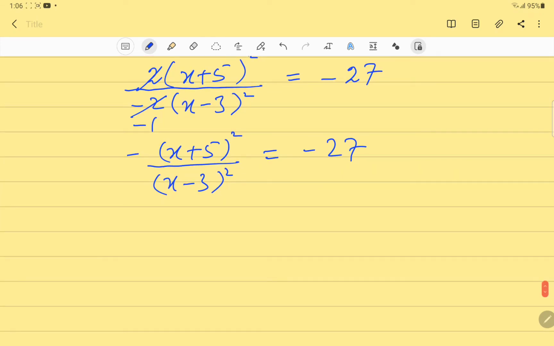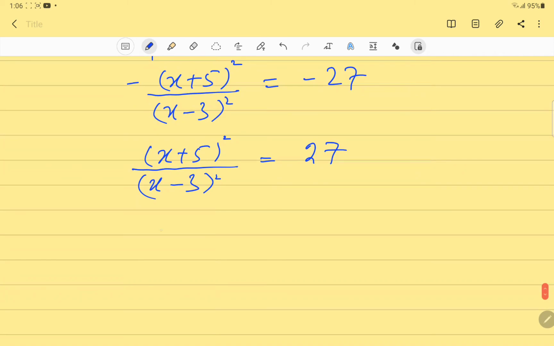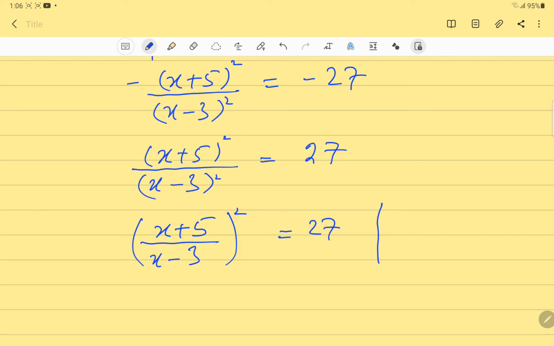We will multiply this equation with minus 1 to get rid of the minus sign on both sides. So we will write (x plus 5) squared over (x minus 3) squared is equal to 27. Instead of writing two squares, we can combine it also like this, with the help of this formula: a raised to power m over b raised to power m can be written as (a over b) raised to power m.